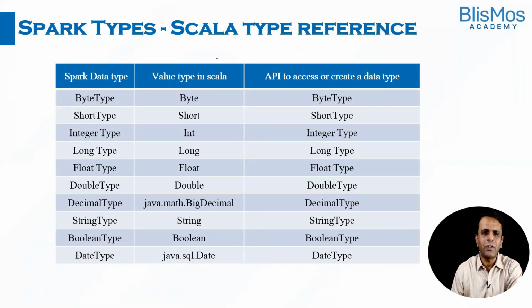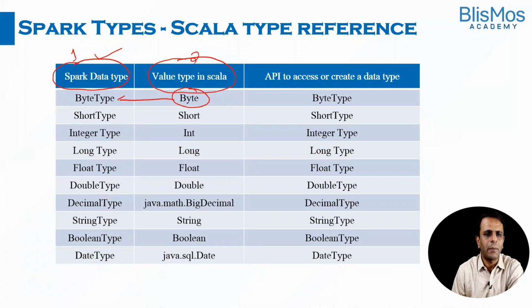For example, here we are trying to see how Spark types are mapped with the Scala types. The first column is the Spark data type and the second column is the Scala type. If you refer to a byte in Scala, that is directly mapped to byte type in Spark. The same is the case with int, which is mapped to integer type, long is mapped to a float type, double is mapped to double type, and so on and so forth.